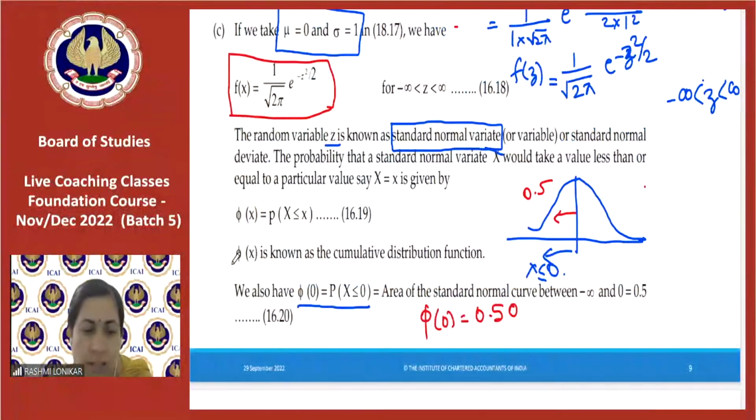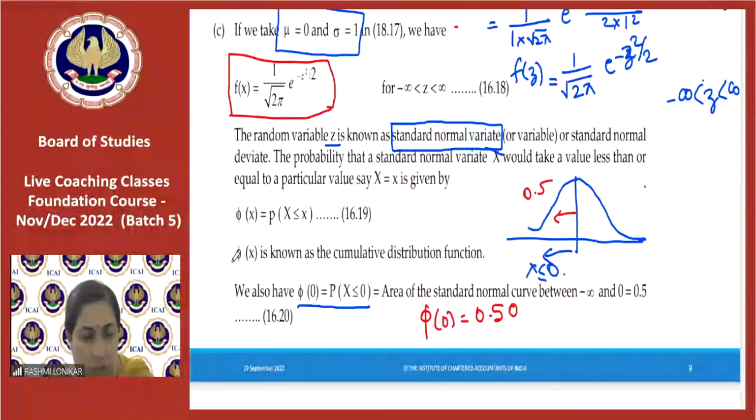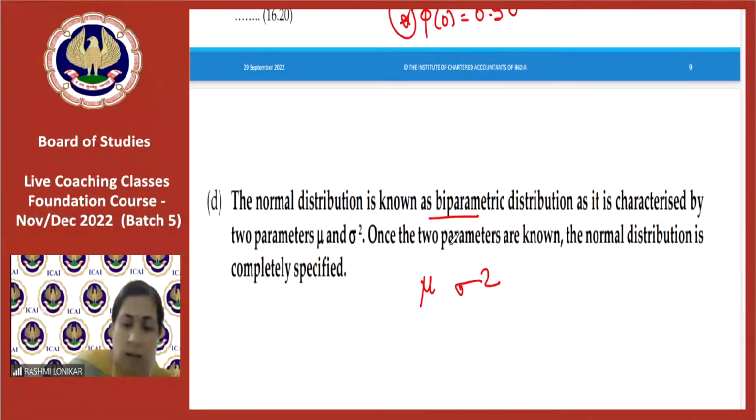And phi(z) is known as the cumulative distribution function. Just remember this name. It is called the cumulative distribution function. And this is very important because you use this while solving the problem that phi of 0 is equal to 0.5. Then the other property is that normal distribution is biparametric, so it is characterized by two parameters, mu and sigma square.